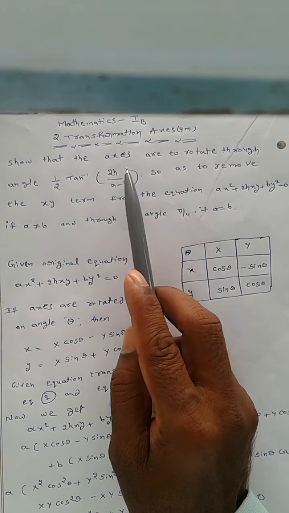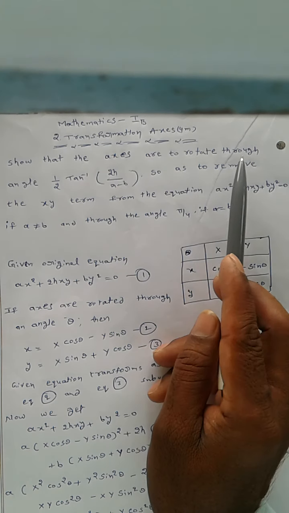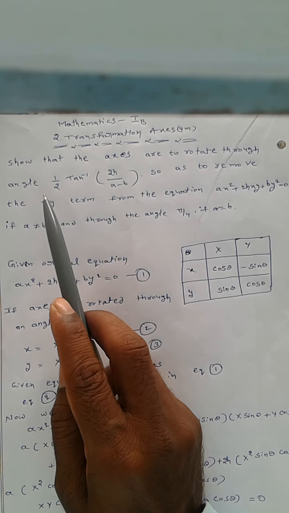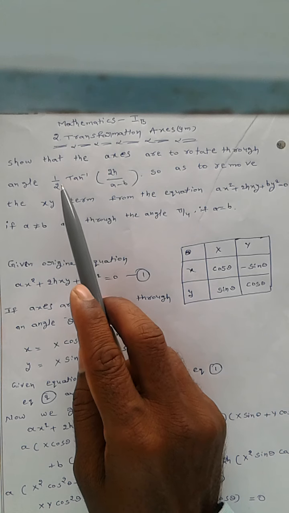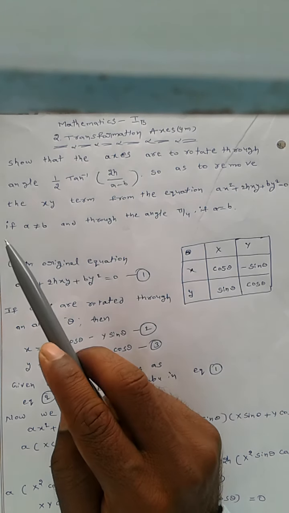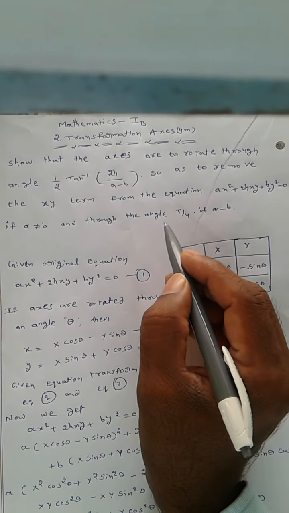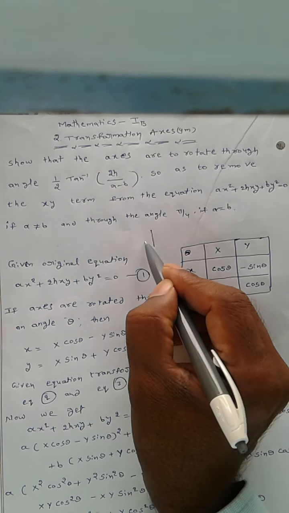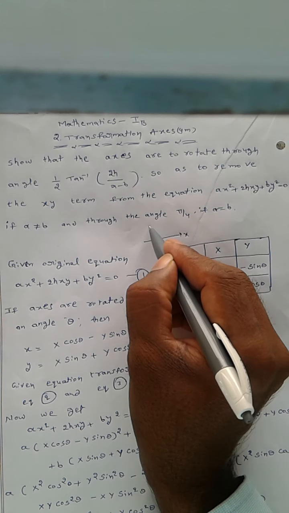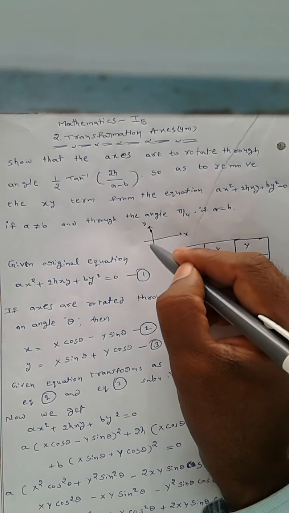Show that the axes are rotated through an angle 1 by 2 tan inverse of 2h by a minus b. So the axes are rotated. Suppose this is small x and this is small y, the small x axis and small y axis.